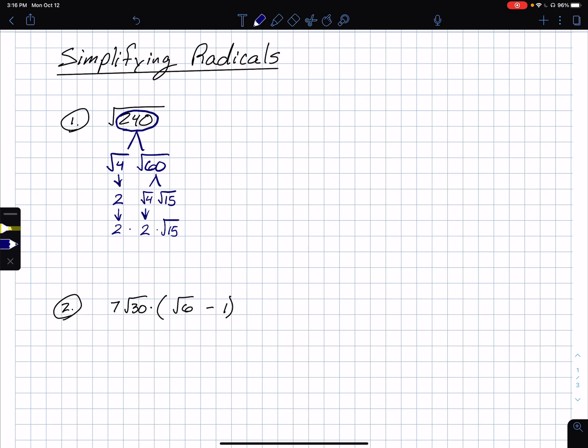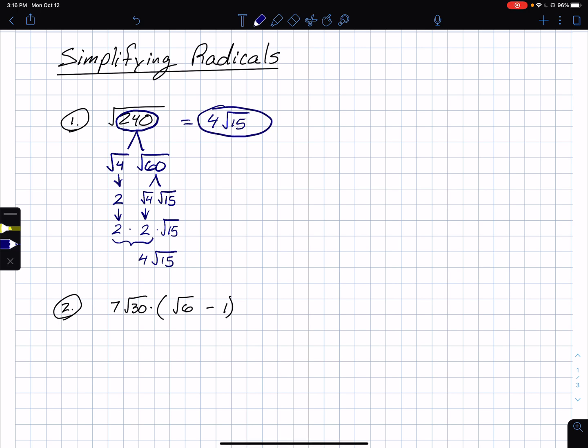15 is not prime, but its factorization only leads to primes. So we don't have any repeated factors here. Radical 3 times radical 5, neither of those are going to break down. So we will combine our coefficient. 2 times 2 is 4 times radical 15. And so this is the simplified radical for 240. It breaks down to 4 times radical 15.